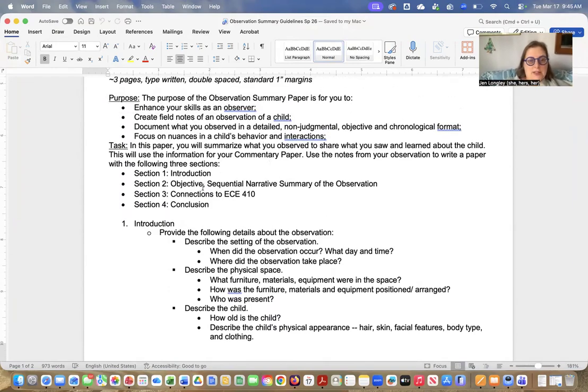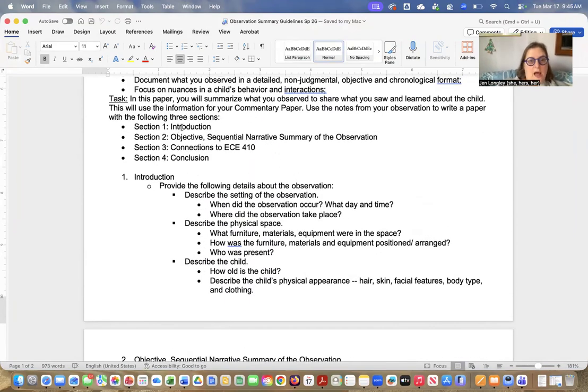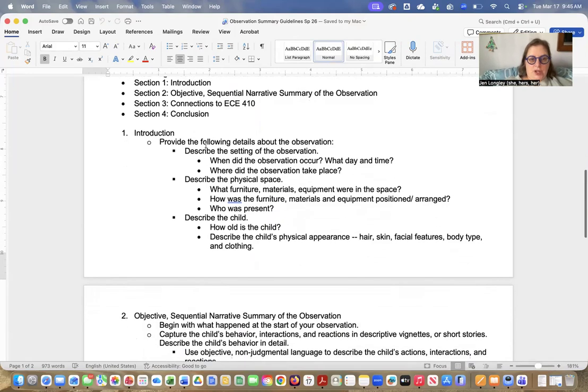The observation summary papers should have four sections. The introduction, basically objective, sequential narrative summaries of observations. It doesn't have to be all from one day, but you should have notes that you've documented, recorded of the child. And then connections to 410, and we'll talk about that, and a conclusion.